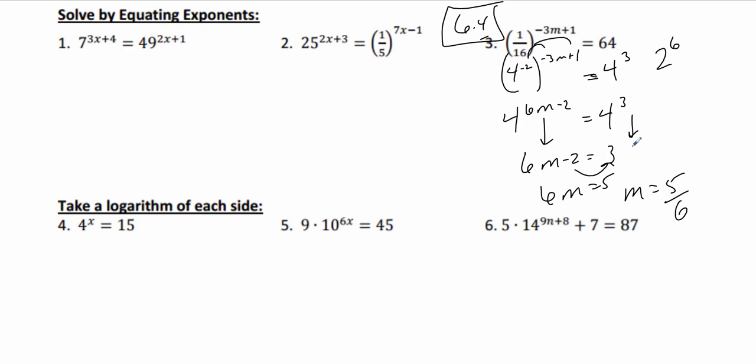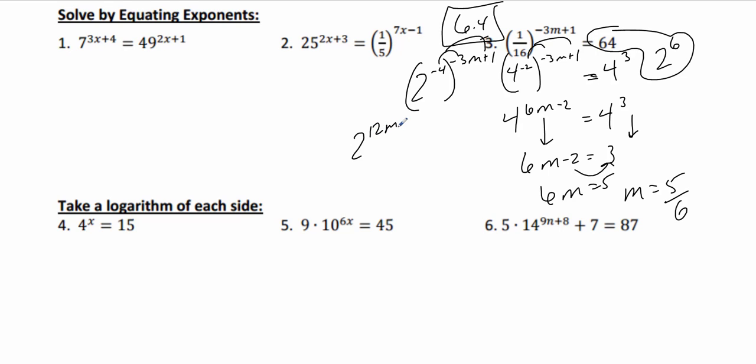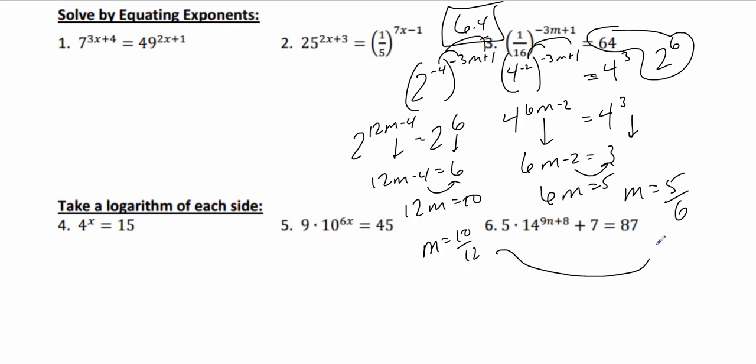Now, some of you might be thinking, what happens if I use 2 as my base instead of using 4? Well, let's try that. So this we said was already 2 to the 6. Now 1 over 16 is really 2 to the -4 power. Then I'm being raised to the -3m plus 1. Again, I've got to multiply. So it's really 2 to the 12m minus 4 equals 2 to the 6. Drop these down. 12m minus 4 equals 6. Bring that over. 12m equals 10. m equals 10/12, which is reduced to 5/6. Voila, we get the same answer.